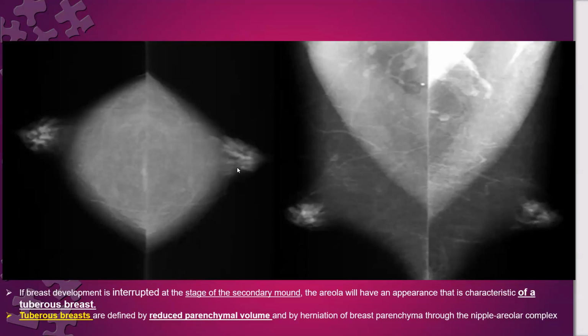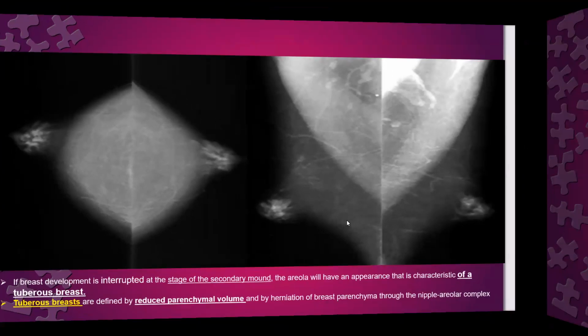the breast tissue might herniate through the nipple areolar complex. So instead of the gland staying in a large area of the breast, it will stay in a small space at the nipple areolar complex. So the development of the breast parenchyma will be reduced, and they call this appearance a tuberous breast. This is a tuberous breast. You got it? A tuberous breast.